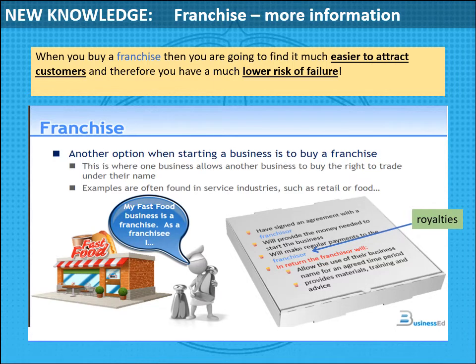So when you're in a franchise, you're going to find it much easier to attract customers, and therefore you have a lower risk of failure, which, if you're an entrepreneur, might be a good thing for you. So just a bit more information about franchise on the PowerPoint below. And just to note that royalties are regular payments that you have to pay to the franchisor. We'll have a look at that in a bit more detail in a minute.